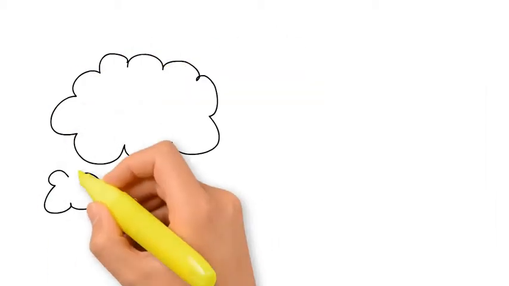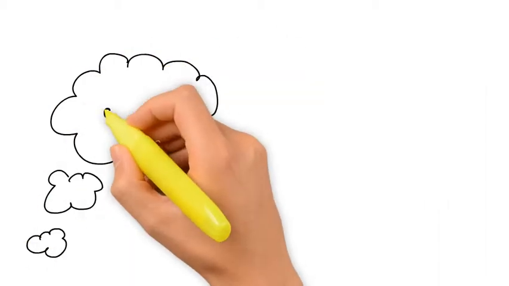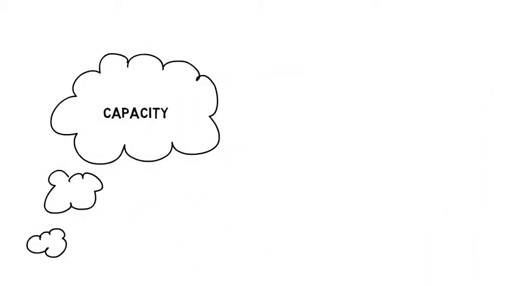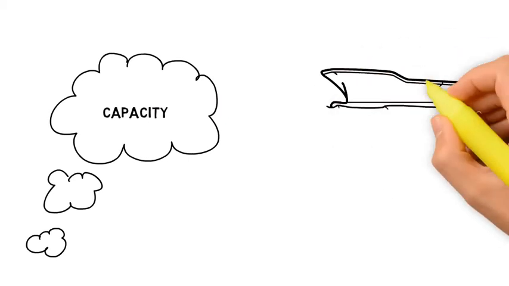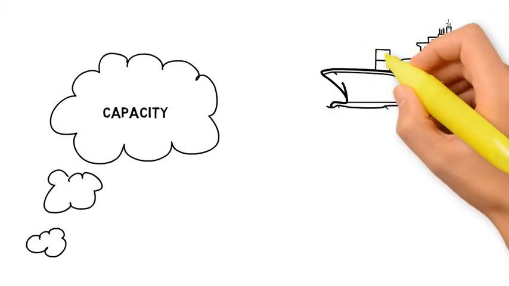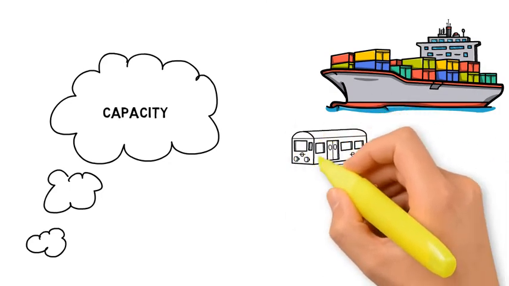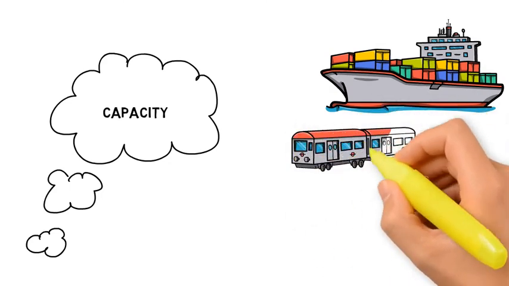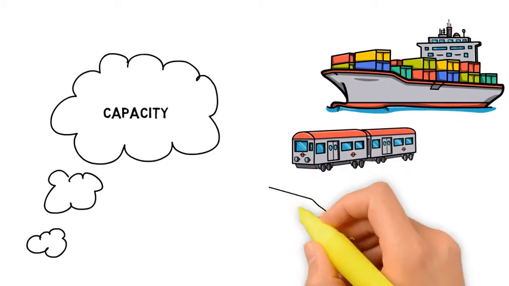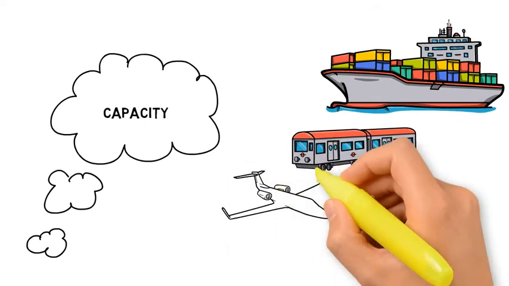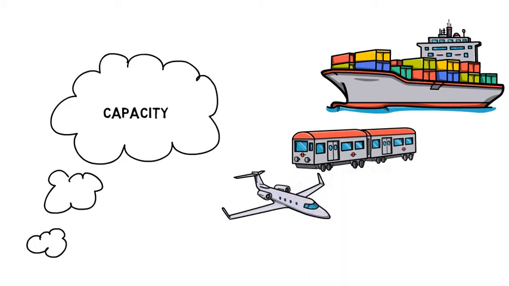Next, we look at capacity. Ships have the largest capacity by far, which is why 90% of the world trade is moved by sea. Railway has moderate capacity. Planes have limited capacity, since most planes are used primarily for passenger transport and only carry small amounts of cargo. Trucks have the smallest capacity relative to all the other three modes.